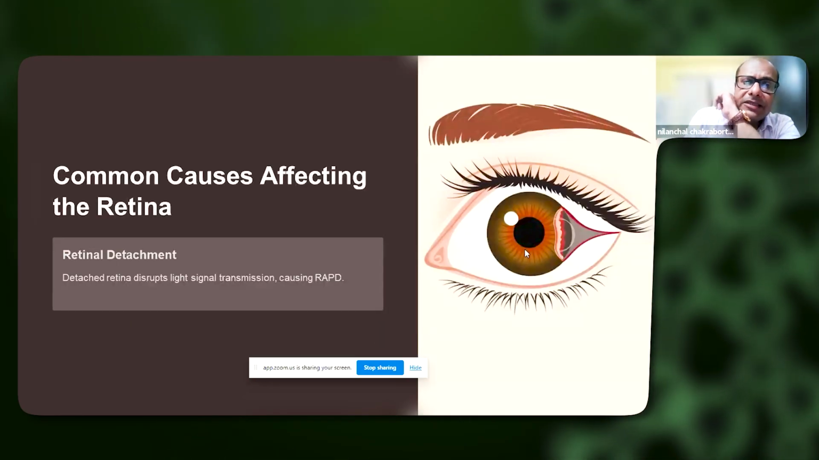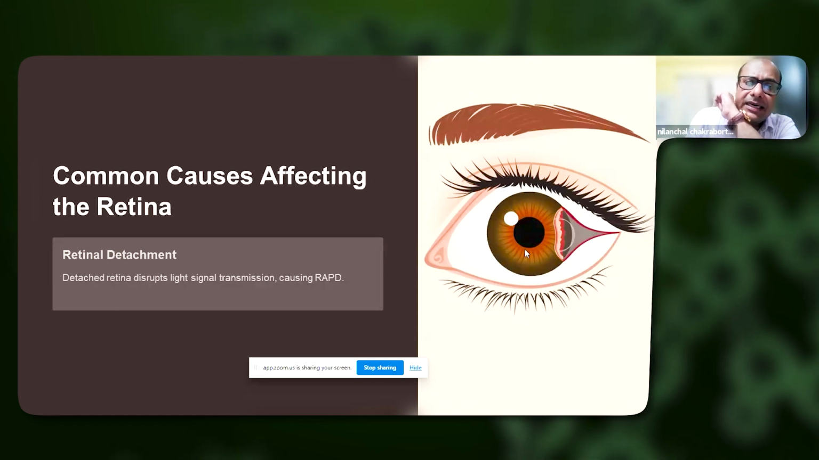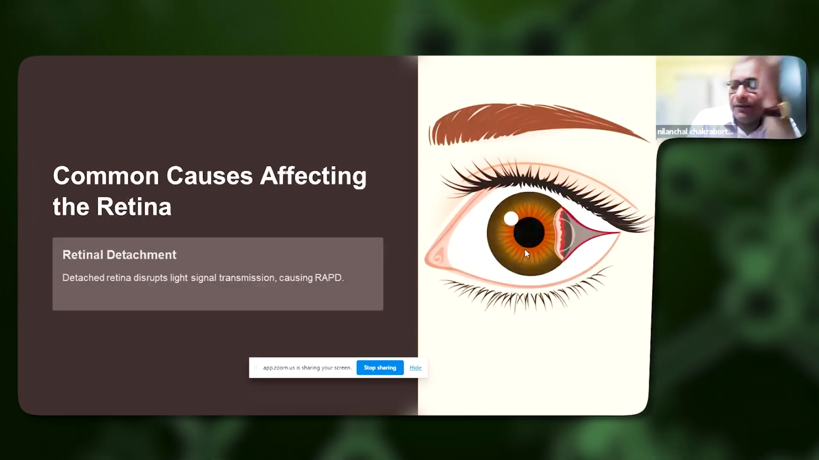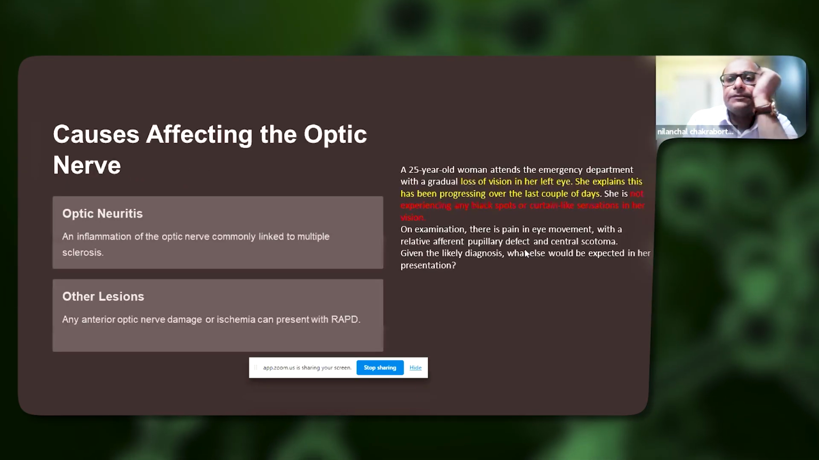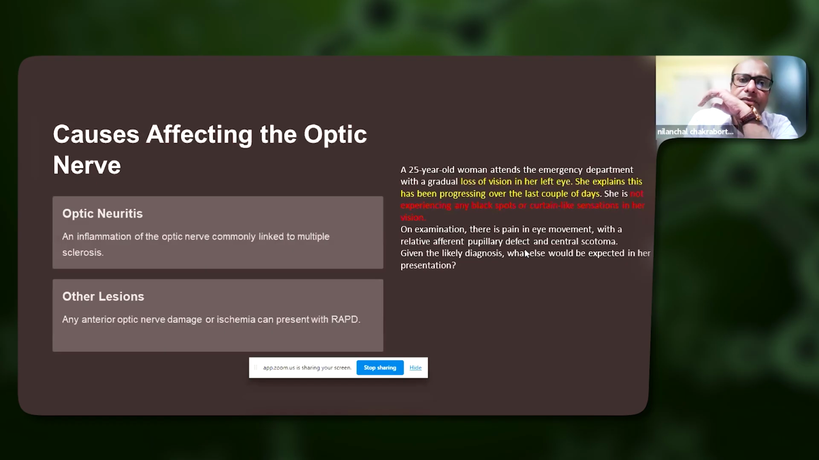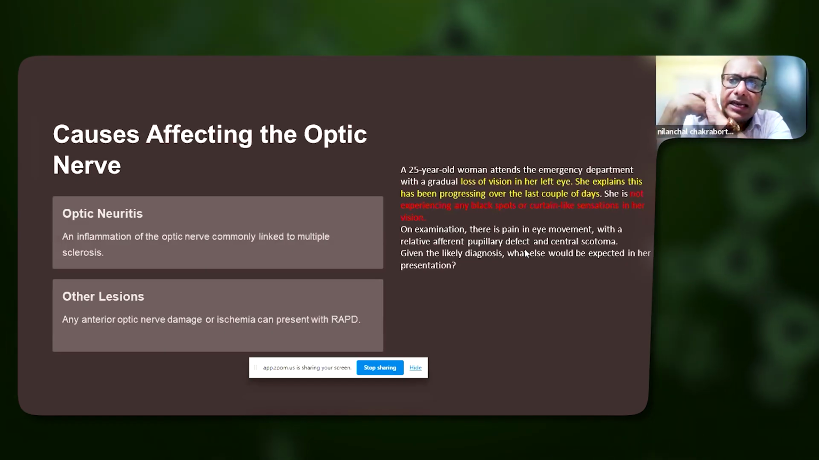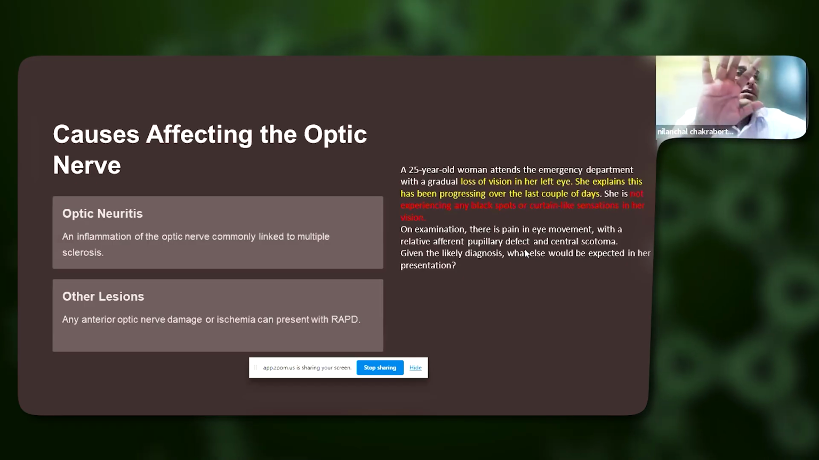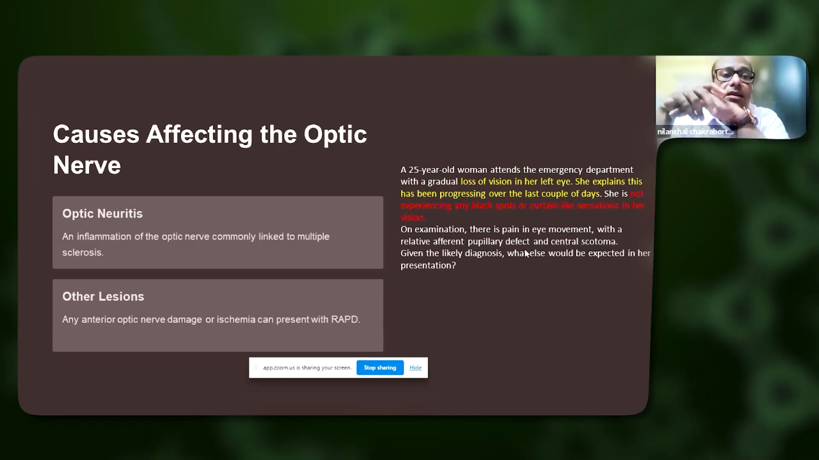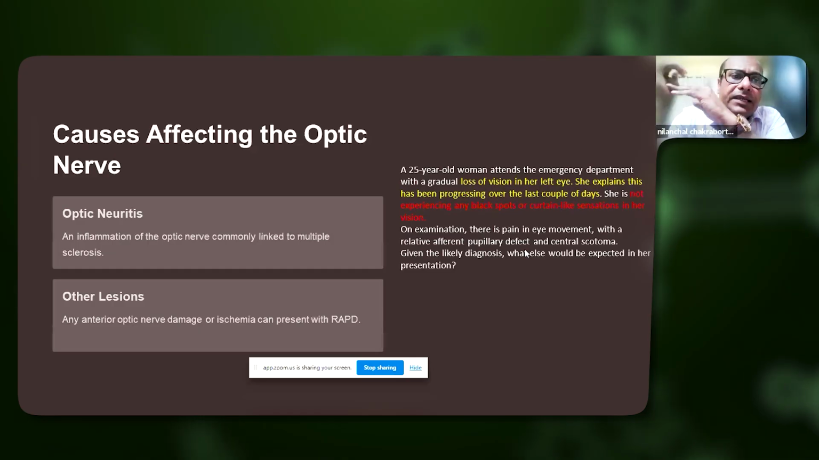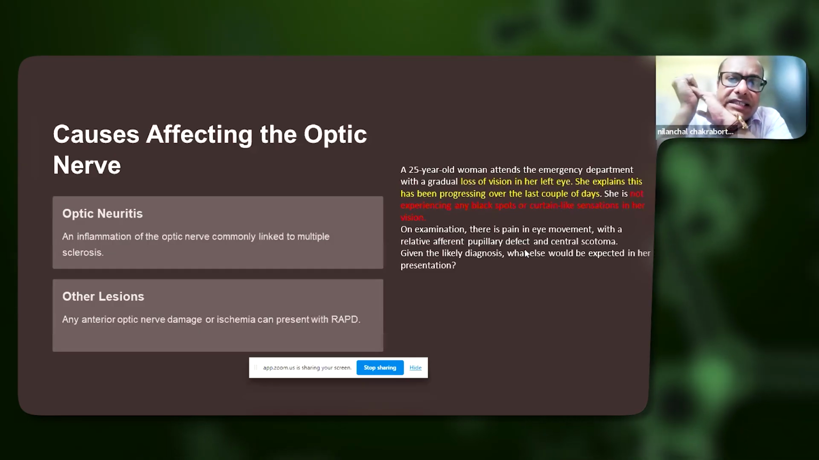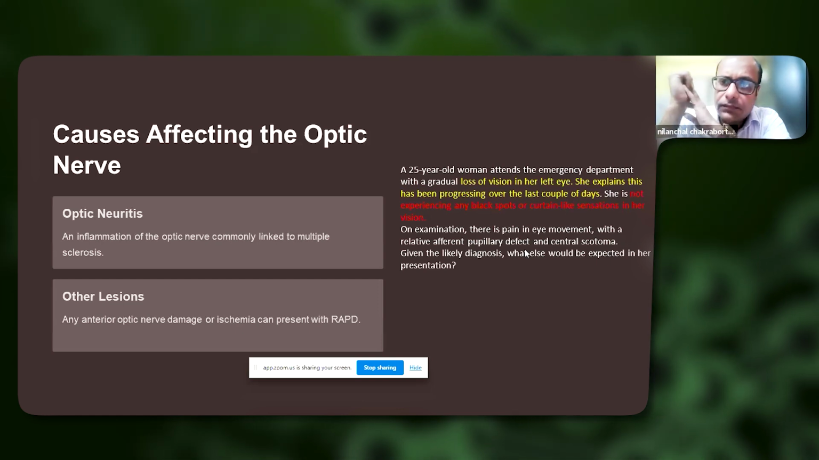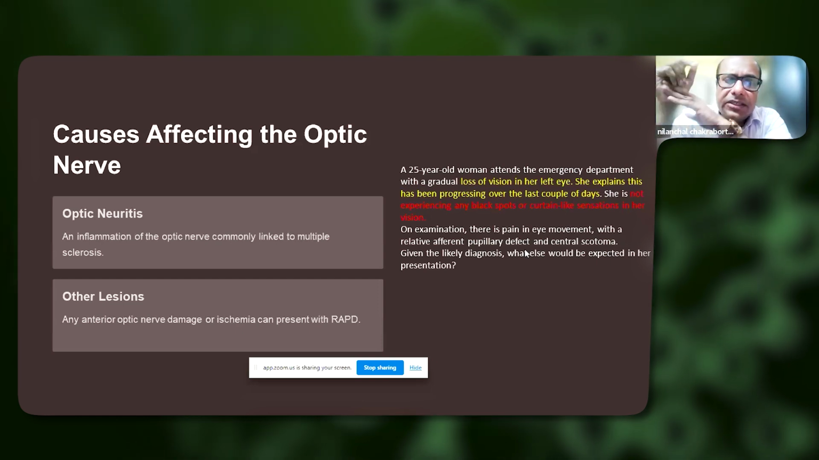So it usually happens maybe due to retinal detachment. Whatever it is, ultimately if the optic pathway to the lateral geniculate body, the afferent pathway, is affected due to any cause, it can cause dilatation of the pupil due to shining of the light, which usually happens the opposite way. Otherwise, the cause affecting the optic nerve is optic neuritis, which is usually inflammation of the optic nerve.